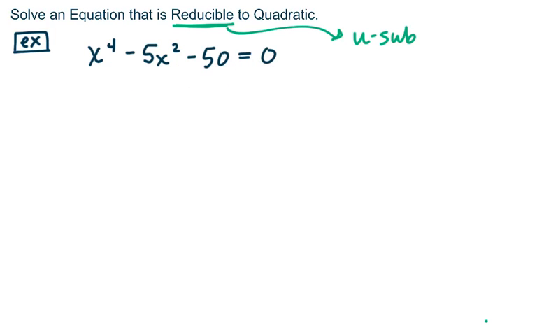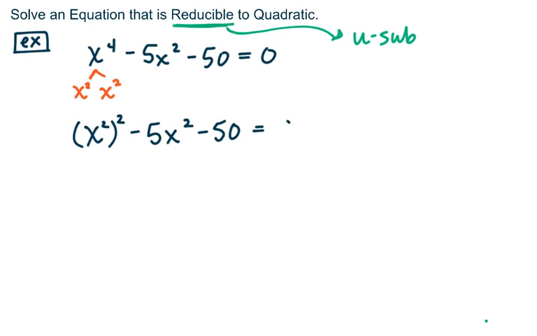This looks quadratic, but again, it's x to the fourth, which is technically a quartic equation. But if we think about x to the fourth, that's the same as x squared times x squared. So really what we have here is x squared times x squared minus 5x squared minus 50 equals 0. Since I see that I have these x squared terms, I'm going to let the variable u represent x squared.